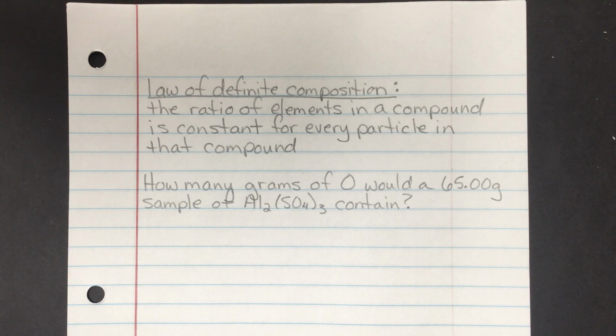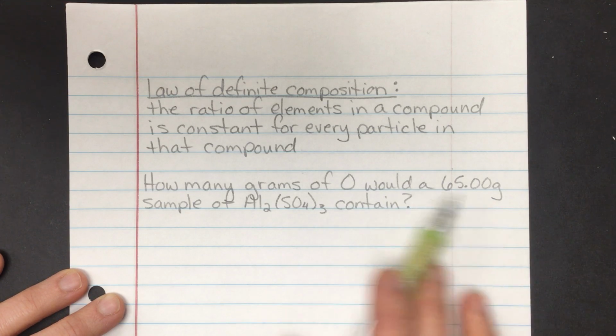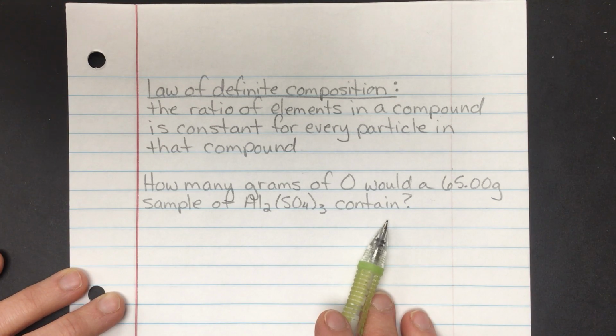So I'm continuing on with percent composition problems, and we just said that the previous two problems, whether we do the problem from laboratory data or we use the formula to find percent composition, the values are the same due to the law of definite composition. And so we can then use that law to predict how many grams of oxygen are in a sample. So for example, how many grams of oxygen would a 65-gram sample of aluminum sulfate contain?